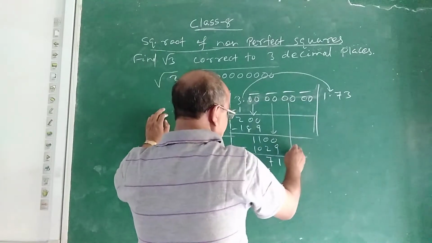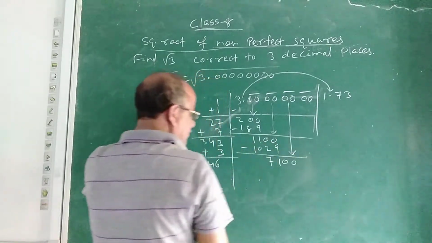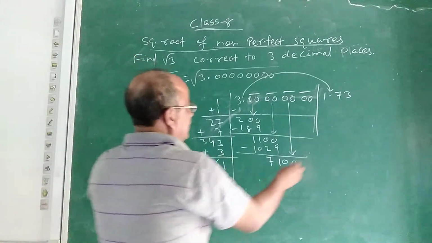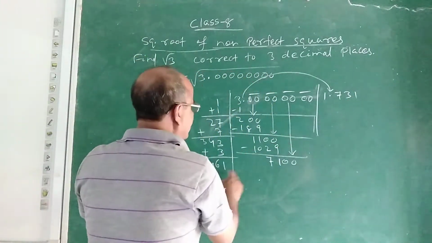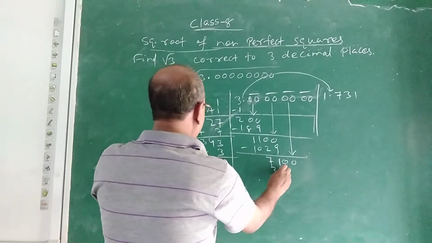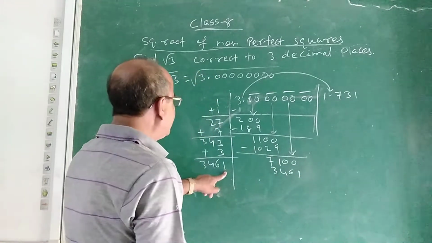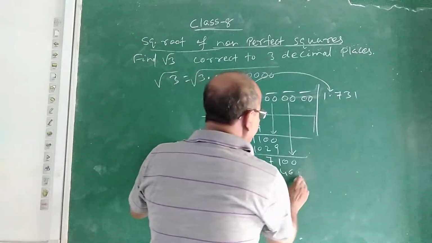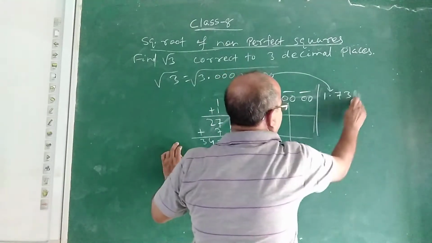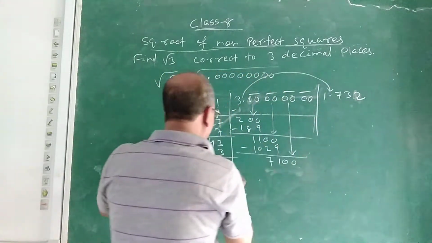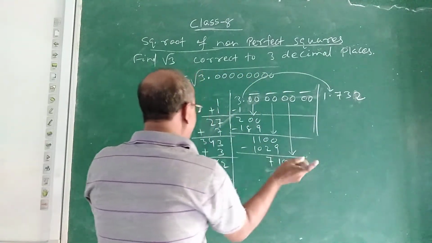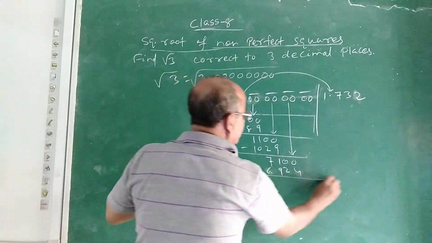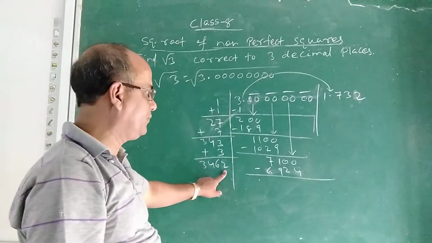Now bring this pair, it is 7100. Then you put here 1. It is 3, 4, 6, 1. You see, if you put here 2, what will happen? 7, 3, 2. No, you put here 2. 2 2s are 4, 2 6s are 12, carry 1, 2 4s are 8, plus 1, 9, 2 3s are 6, yes. So we cannot put here 1, we have to put 2.